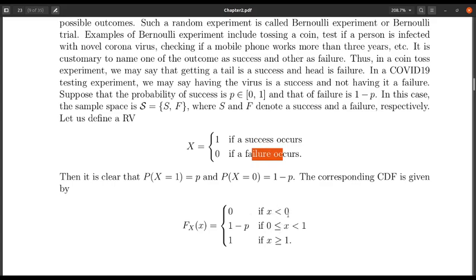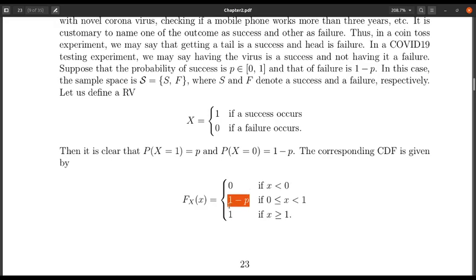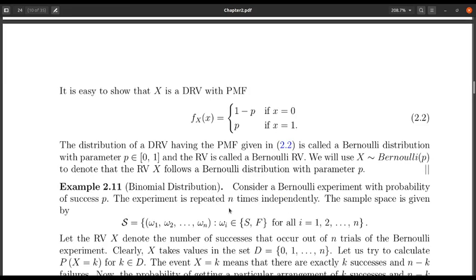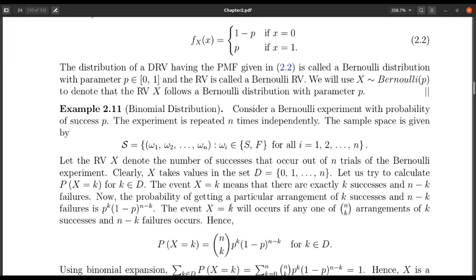to be 0 if x is less than 1000, 1 minus p if 1000 is less than or equal to x is less than 1001, and 1 if x is greater than or equal to 1001. So the jump changes, and p and 1 minus p may also change depending on whether I give a smaller value or a bigger value if a success occurs. Based on that things may change, but the idea will be almost the same. I hope the Bernoulli distribution and when we should use it is clear to you.